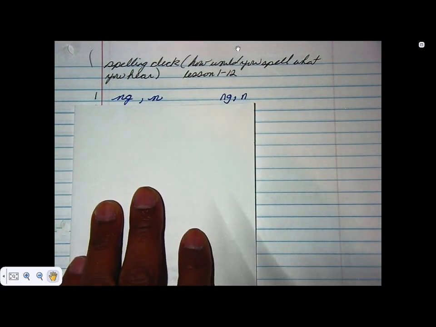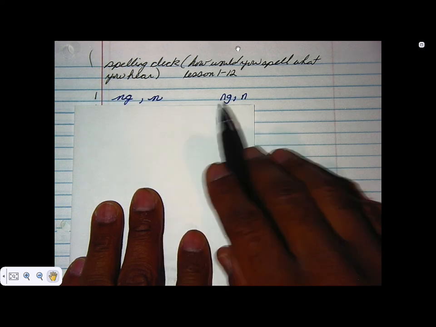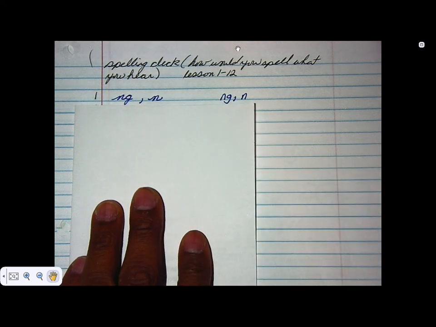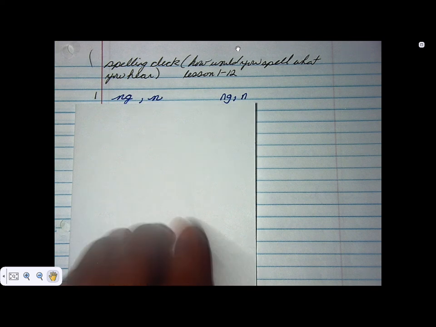Okay. The first sound is... You should have seen this on the video at some point. So that's going to be, you're going to write digraph NG and N. That means you should write that. I wrote the thing in cursive and I wrote it in print. I don't care which one you do right now. I just need you to write it.